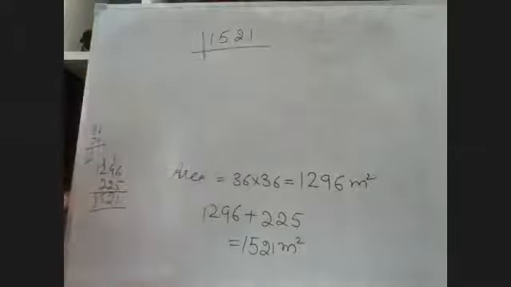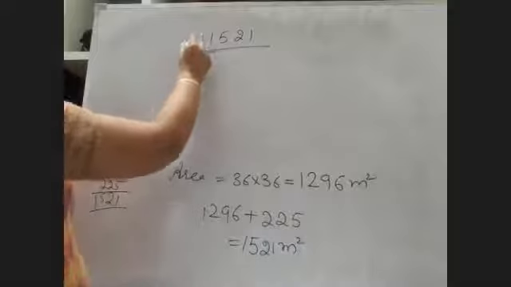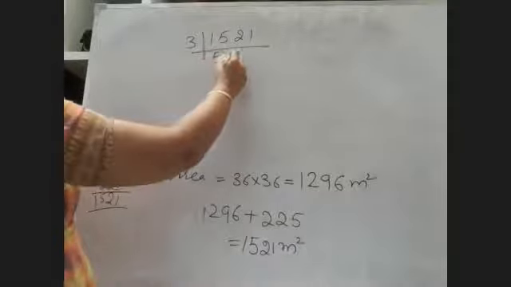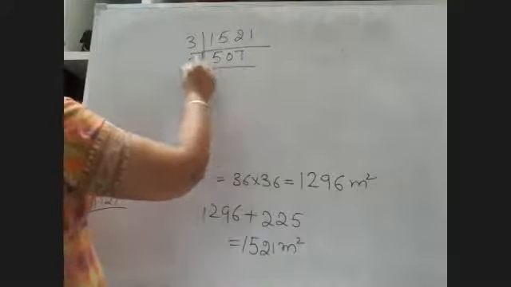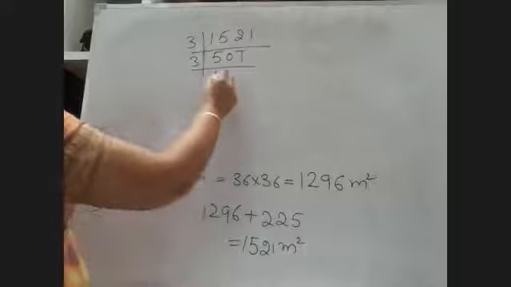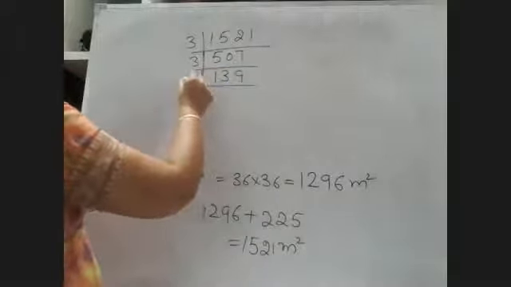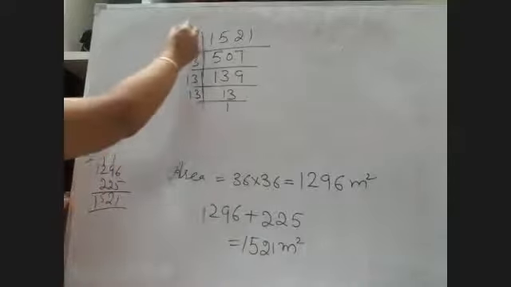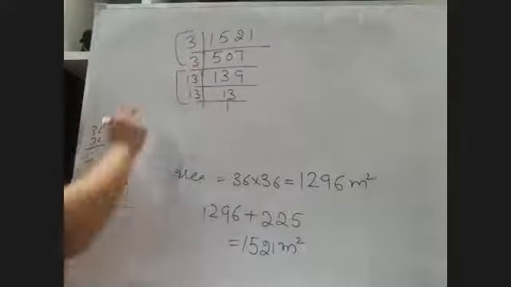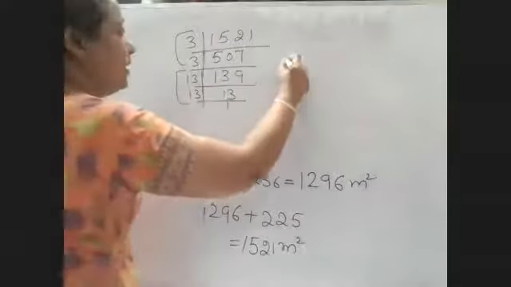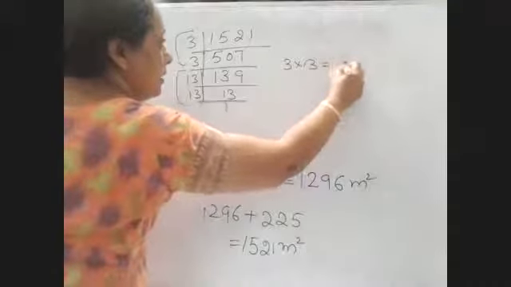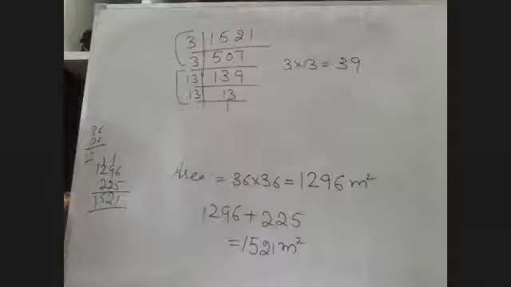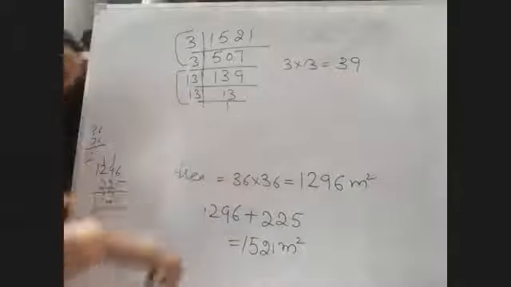Find the square root of 1521. In the first step, we'll divide by 3. 1521 divided by 3 is 507. Again, divide by 3, we get 169, which is 13 times 13. Yes, friends. Now to find the square root, we make pairs: 3 and 13. So the square root of 1521 is 3 times 13, that is 39. So the side of the third square is 39 meters.